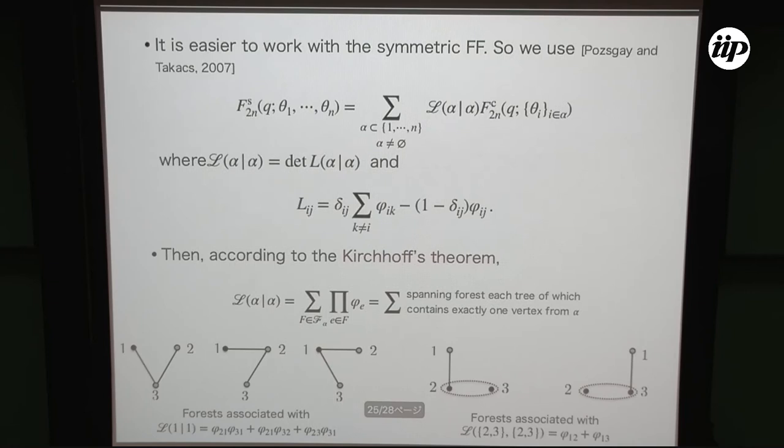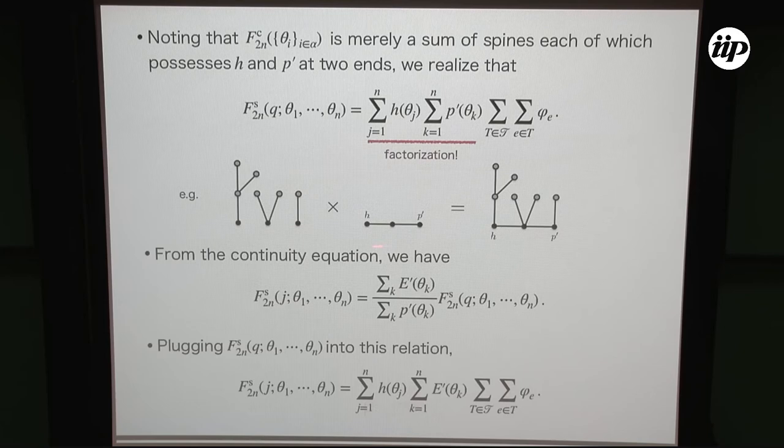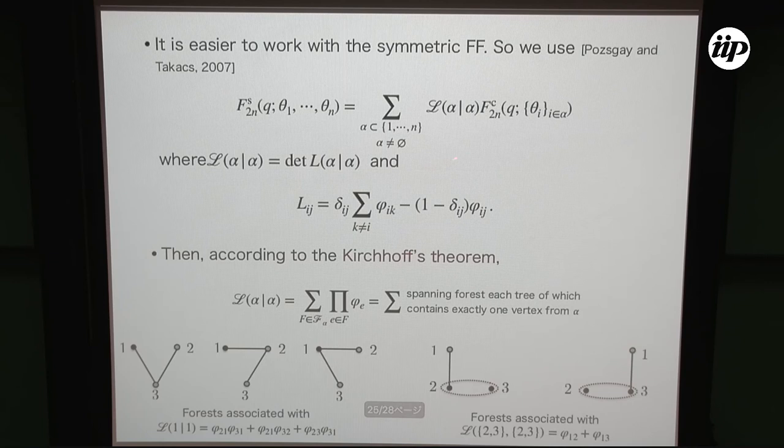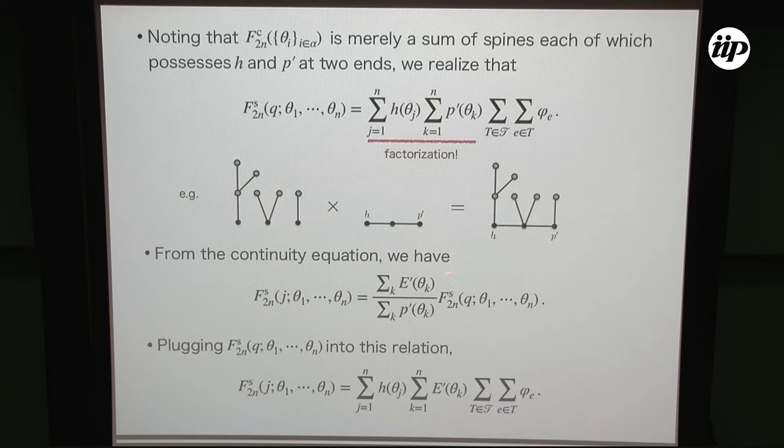And so it turns out that this summation can be interpreted as a summation over a spanning tree with H and P prime located at an arbitrary two vertices in a given tree. So the point is that the two vertices H and P prime are located at any positions in a tree, and this really suggests that we have a factorization with respect to H and P prime. So we can write down this symmetry form factor in this way, where now this remaining sum is just the summation over a spanning tree without H or P prime. So this is the first observation we made.